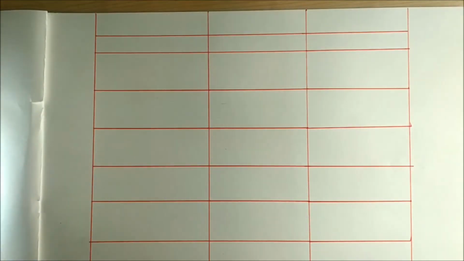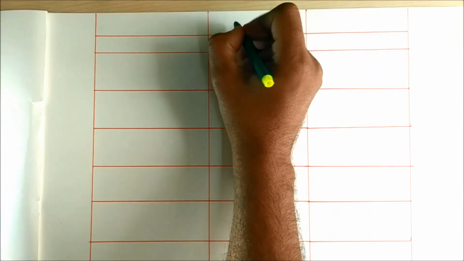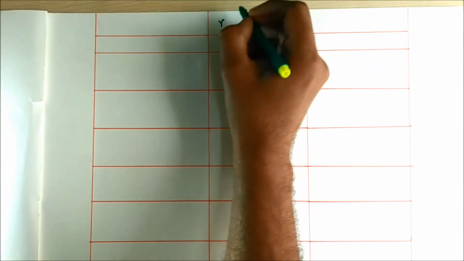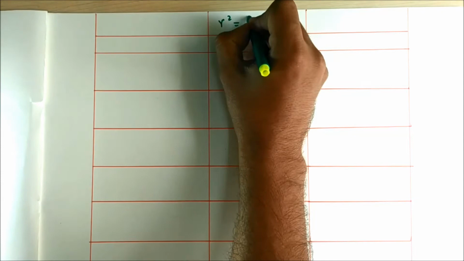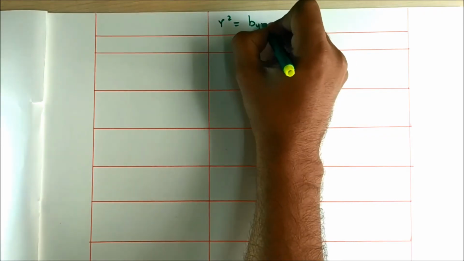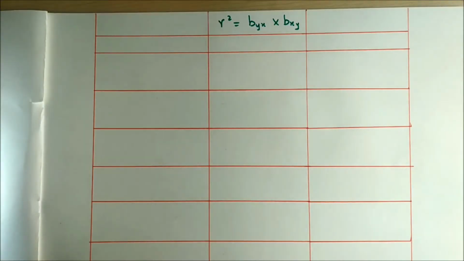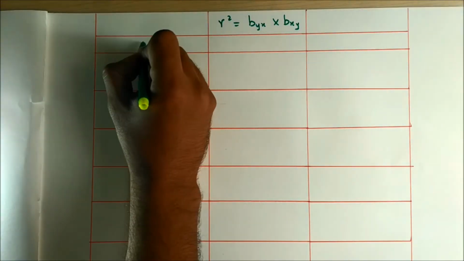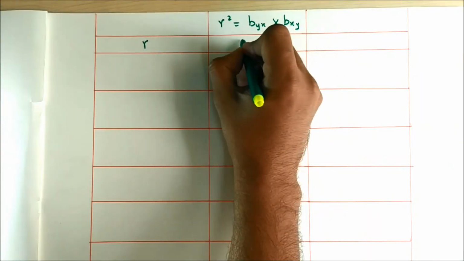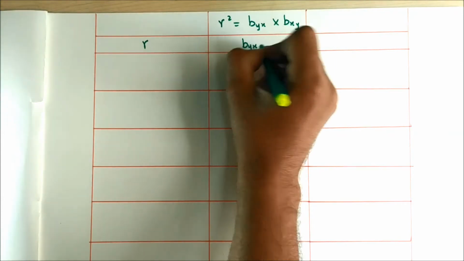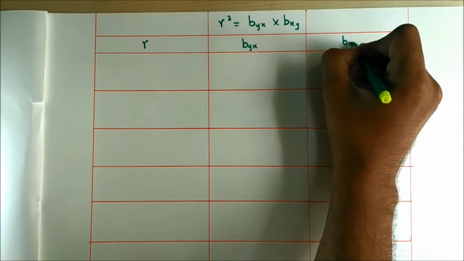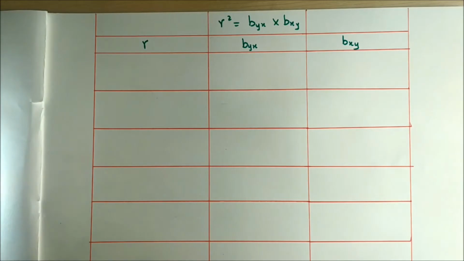Now let us study the various formulae to find the regression coefficients. Now please remember that r squared, the square of the correlation coefficient r, is equal to the product of the regression coefficients, that is byx into bxy. So we'll just prepare a table wherein you have the formula for r, byx and bxy.